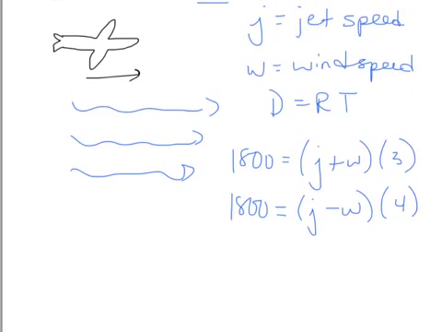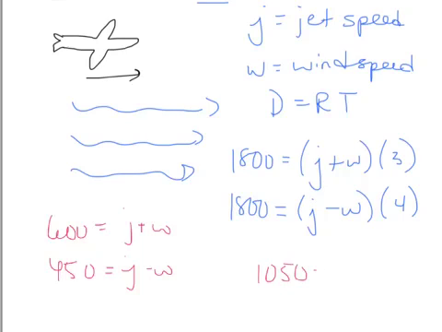The easy way to solve this is to divide by these coefficients on the right. So divide by 3 on both sides, divide by 4 on both sides. That's going to result in 600 equals J plus W, and 450 equals J minus W. The reason this is convenient is because now you'll notice that the W's just cancel if you add straight down. And what we get is 1050 equals 2J. Again, add this straight down, and that's the result that we're going to get over here.